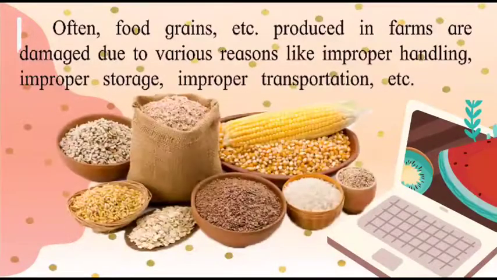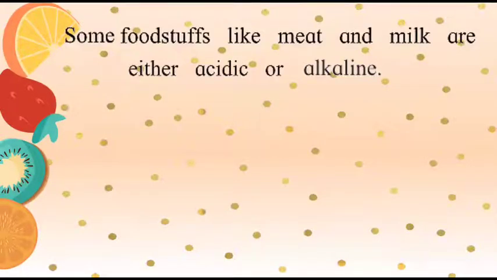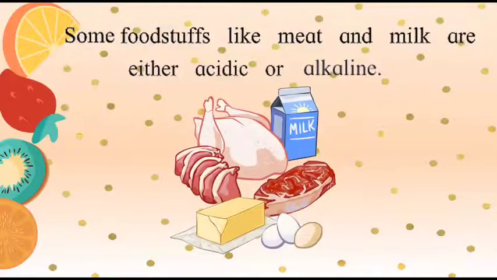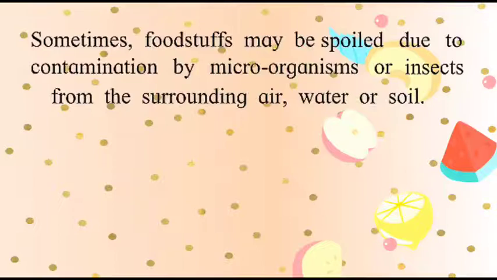Food grains produced in farms are damaged due to various reasons like improper handling, improper storage, improper transportation, etc. Stuffs like meat and milk are either acidic or alkaline. They may get spoiled due to chemical reactions on contact with metals. They can also get spoiled due to contamination by microorganisms or insects from the surrounding air, water, or soil.